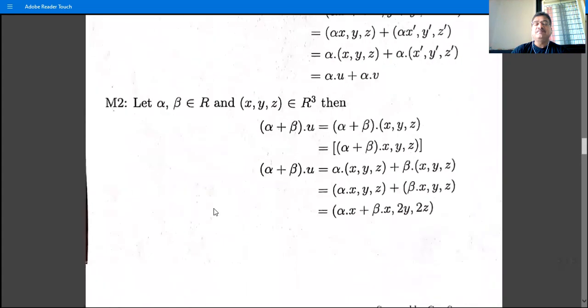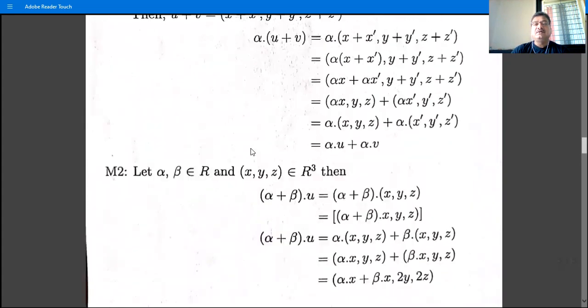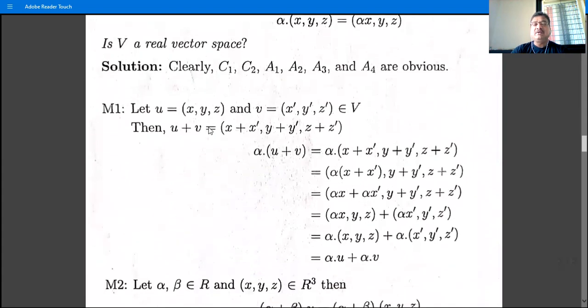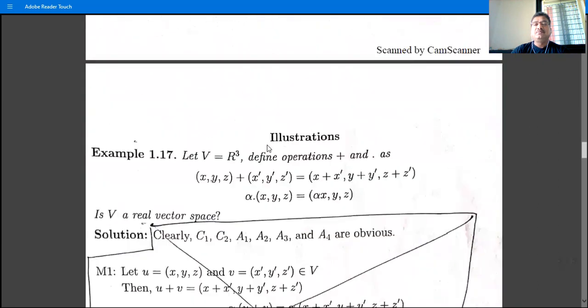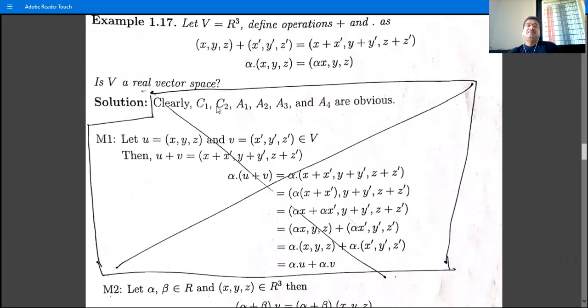Don't write this proof. It is a general proof with general elements u bar and v bar. So don't write this proof. Write the proof of the example similar to the previous example.